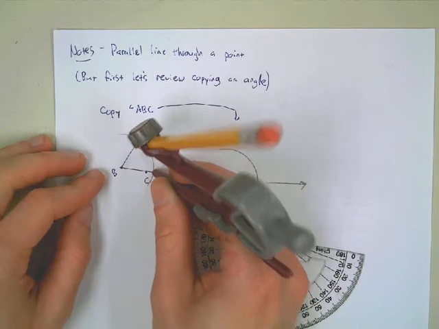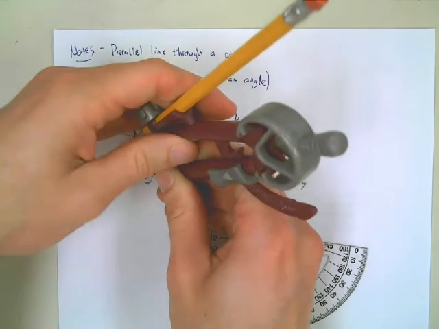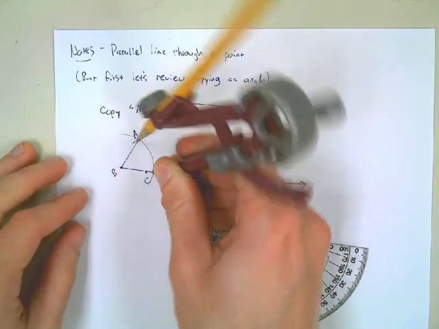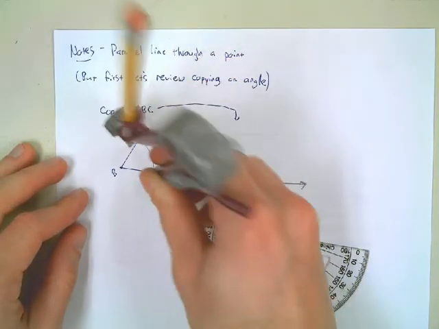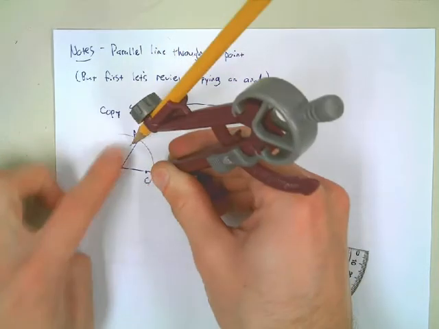What if your line hit both the points? That's okay. It doesn't have to, but if it does, that's okay too. You can see here I'm going to mark off this distance from point C to point A. I'm going to mark that off.